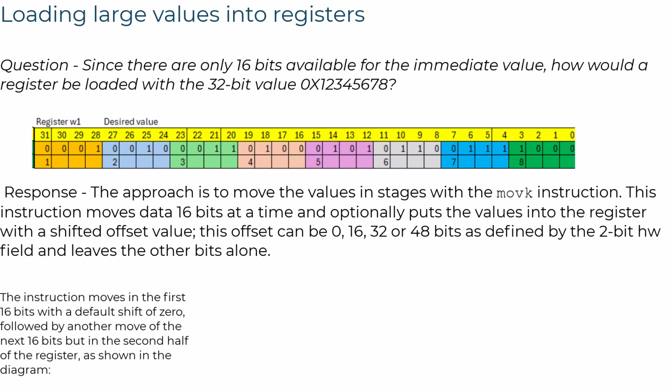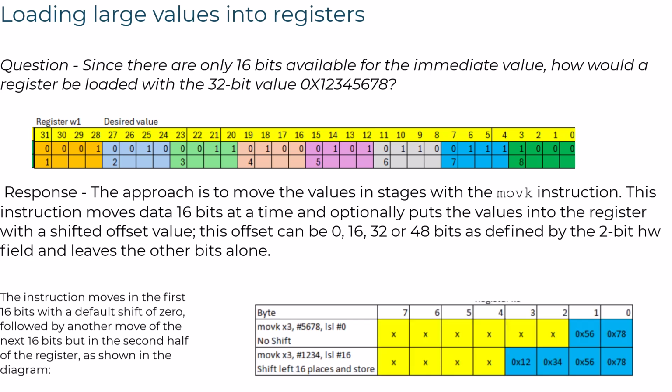There is a 2-bit field designated HW, which specifies the shift amount to be moved. The table there shows what happens in the first instruction. We load in the value 5678, but we do not use a shift. The second instruction loads in the value 1234, but we've actually shifted over 16 places to the left. And that's how we fully load 32 bits into the register.